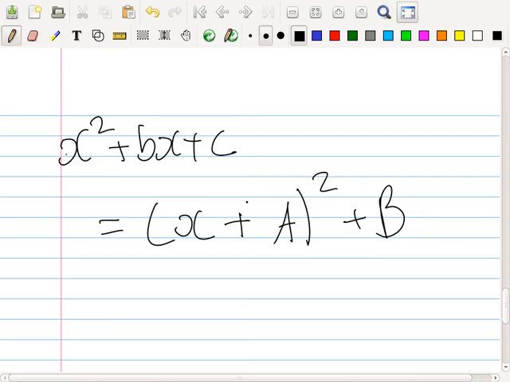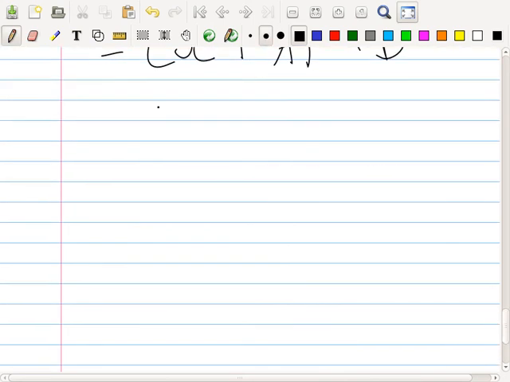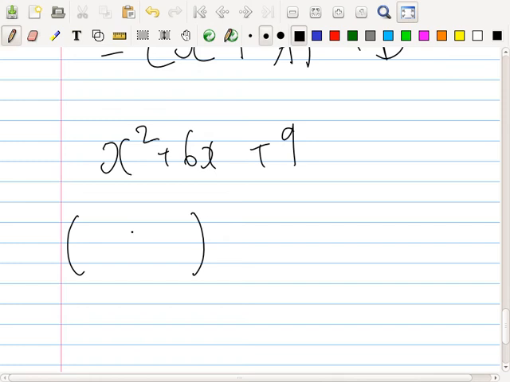So let me show you an example of how you can work backwards. There's a trick to it. Let's say x squared plus 6x plus 9. First thing you do is you take the 6 and you half it. What's half of 6? 3. So then you write here x plus 3. So you take whatever this number is here, with the plus, you half it and it goes there. Is that okay so far?